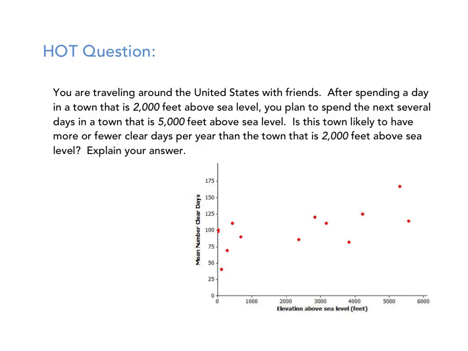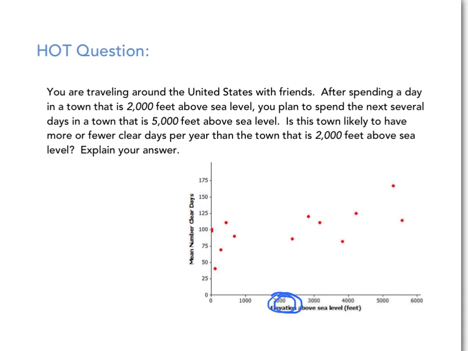So for your hot question, you are traveling around the United States with friends. After spending a day in a town that is 2,000 feet above sea level, you plan to spend the next several days in a town that is 5,000 feet above sea level. So I need you to answer this question. Is this town that's 5,000 feet above sea level likely to have more or fewer clear days than the town that is 2,000 feet above sea level?